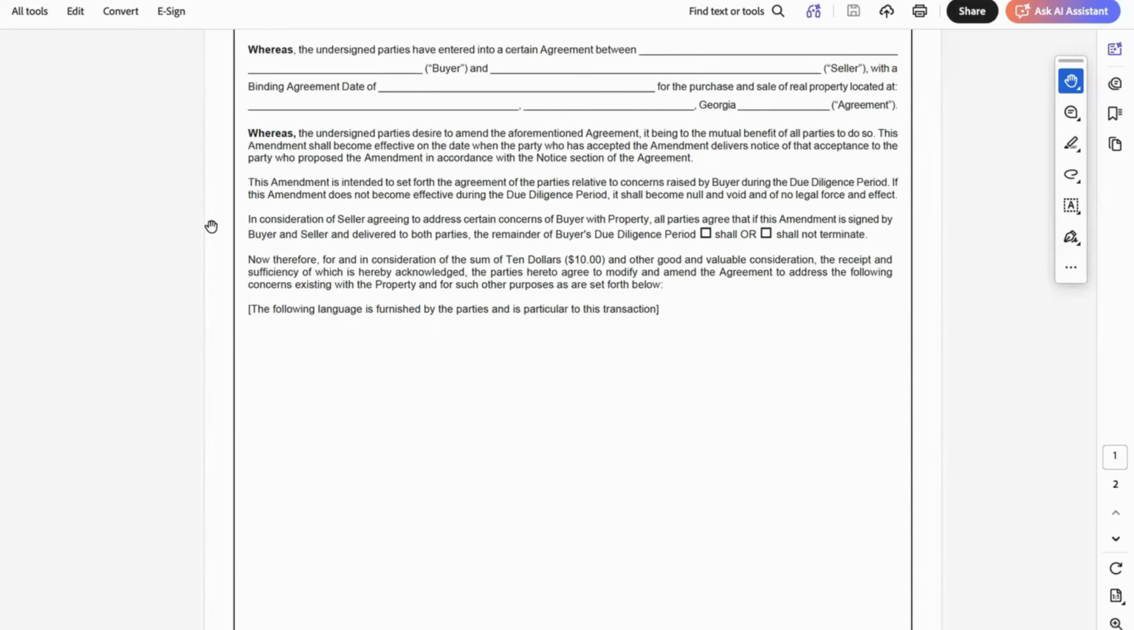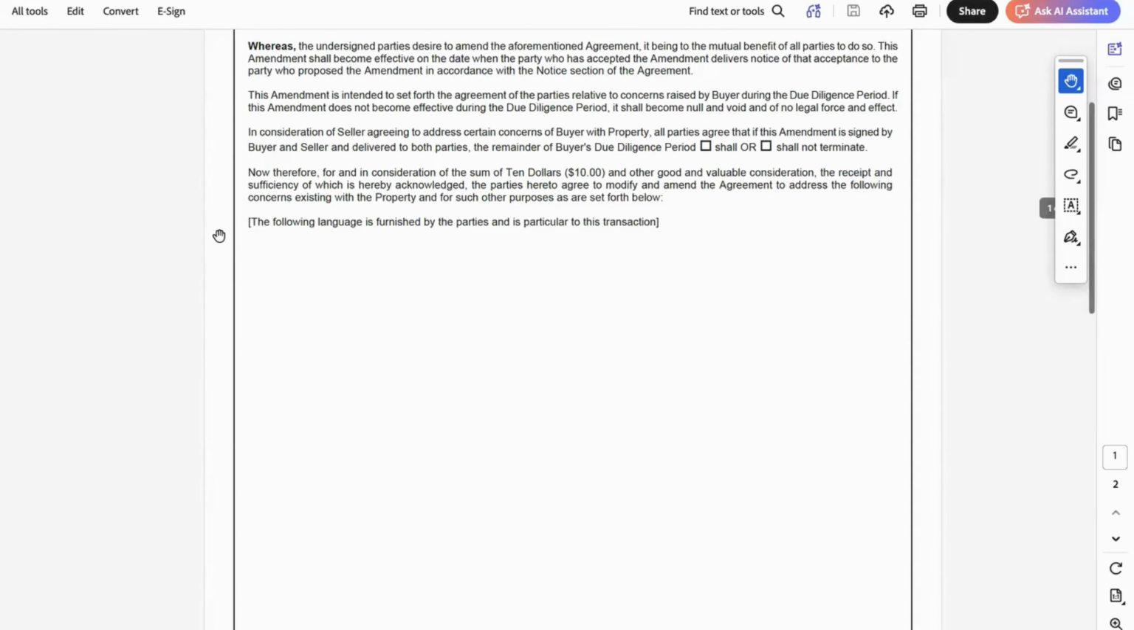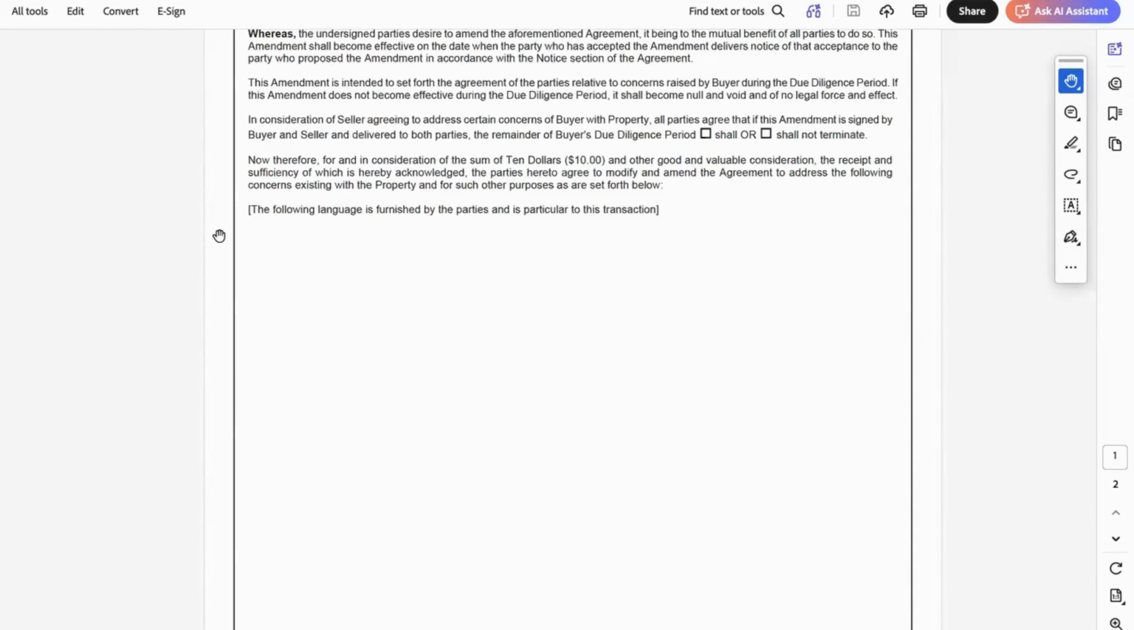Property concerns section. This is the most important part of the amendment. The form states the following language is furnished by the parties and is particular to this transaction. This means agents or parties write a specific agreement here. Example, seller agrees to replace HVAC before closing, repair roof leak, treat termites and repair damage, replace broken window, seller provide $5,000 seller credit, for example.